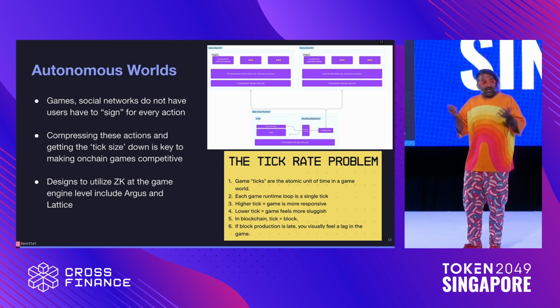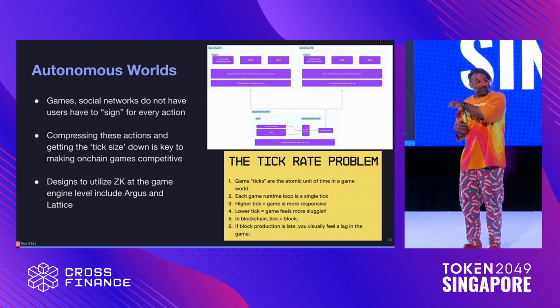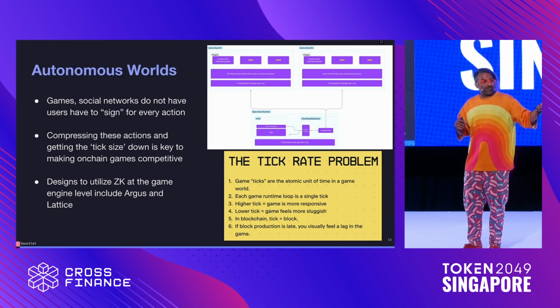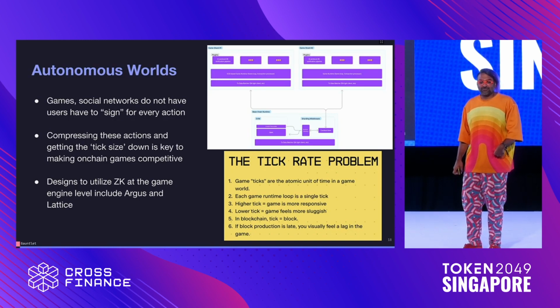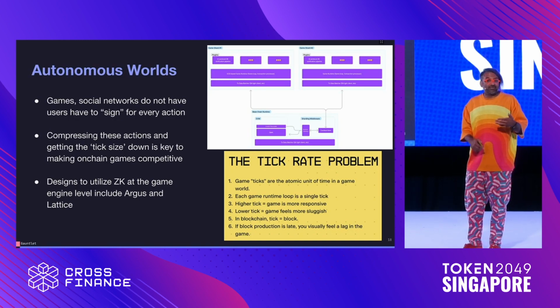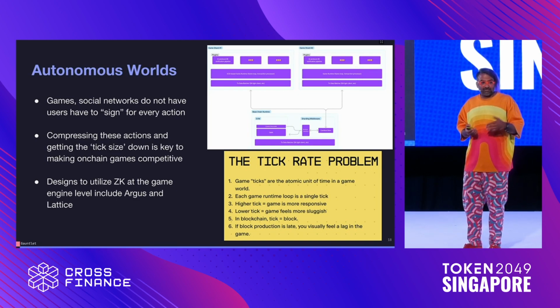One way is to compress those state updates and only commit them infrequently. So one user might have a very fast game clock, one might have a very slow game clock, but they can synchronize by just posting these kind of infrequent proofs. And we're starting to see people build game engines that take advantage of ZK for doing this precise type of compression.